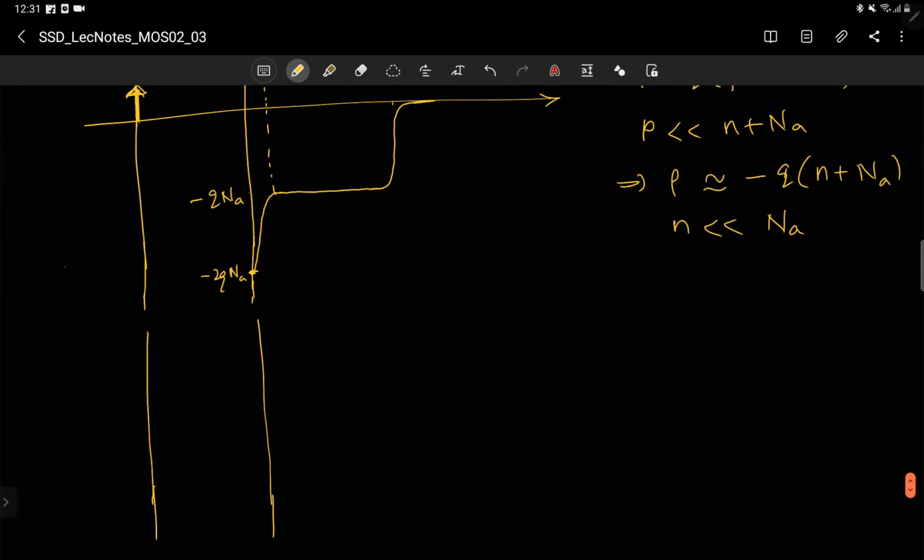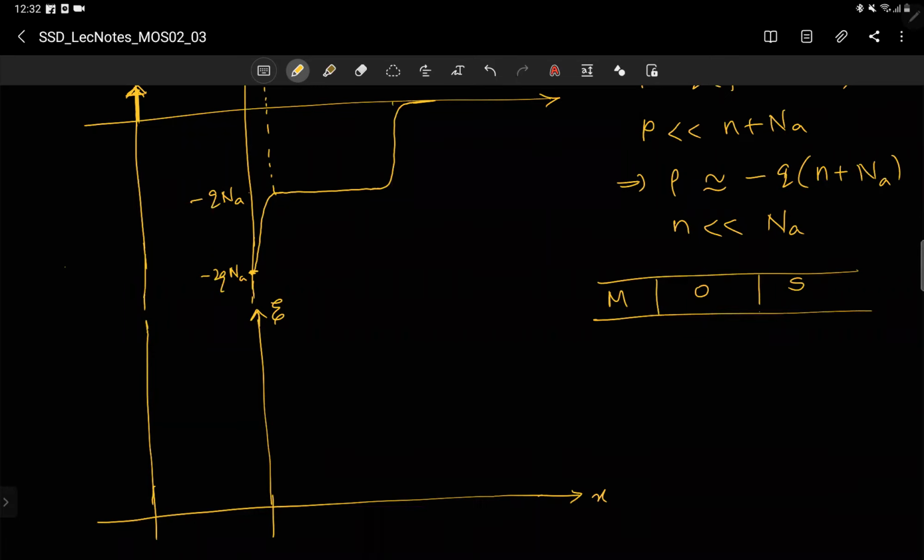Now we have to find the electric field. It is a negative charge here, so I will draw the x-axis a little below, so that the electric field can be drawn on top, because with negative charge here and positive charge there, the field should be in the positive direction. Now I will see what the electric field can be. Earlier we have seen, this is metal, this is oxide, this is semiconductor. Metal, oxide, semiconductor.